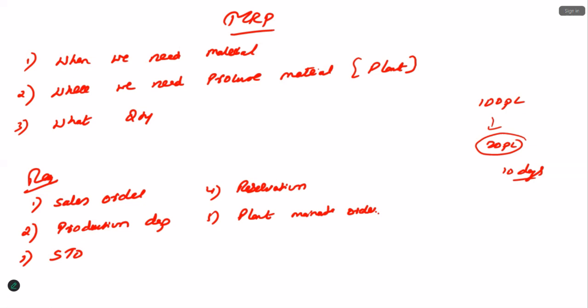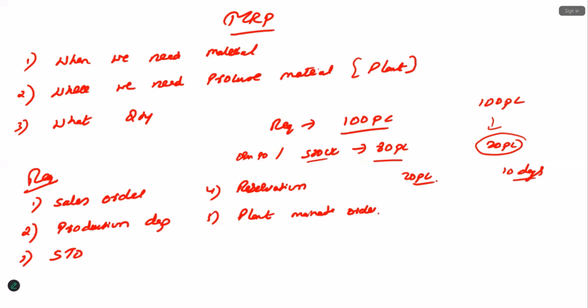Okay. For example, if I say that I require 100 pieces of material, I have only 80 pieces in my stock. This is my requirement. This is my stock. This 80 pieces might be direct stock, or it might be an open PO also. There is an open PO already placed to the supplier. So I'm still missing the 20 pieces of stock. So from where will the 20 pieces come?